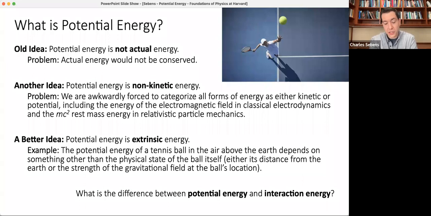And then you might ask, how would you ever know whether a certain kind of energy is potential energy or interaction energy? How can you make that cut? It's hard, maybe too subtle sometimes, or maybe there's no good reason. But later we'll see a case where I think you can give a good reason for classifying a certain kind of energy as potential energy instead of interaction energy. But we'll get there when we get there. Okay.